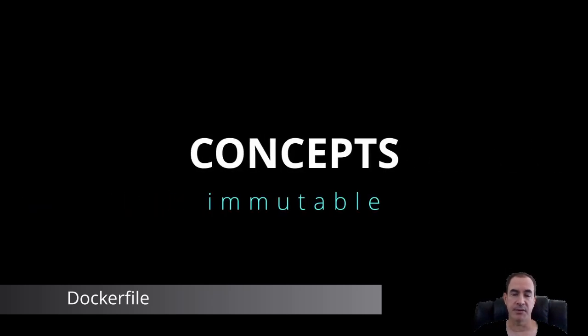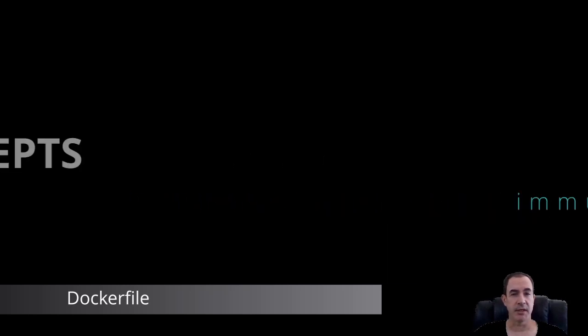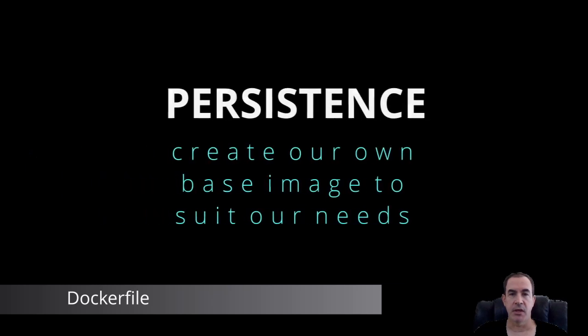Now that image is immutable. If we go back to the concepts video, the immutability of the container says that the container is what it is, and no matter what changes we make to that container, once we destroy the container, all those changes are gone. So that begs the question, what if we want to install software on our image and we want that to be persistent?